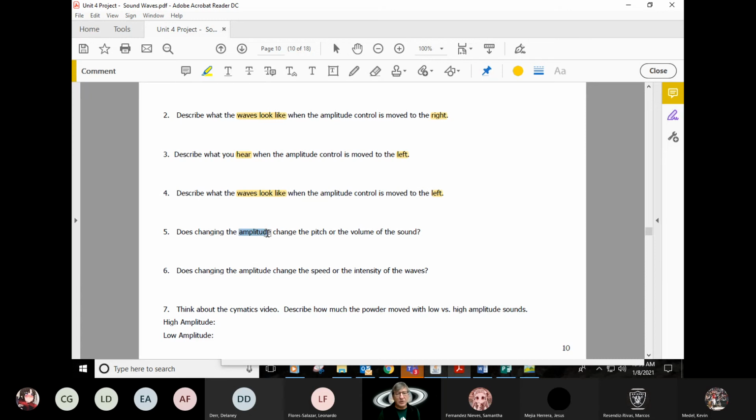So is amplitude the same as pitch or is that the same as volume? That's question 5. This would be going up and down the musical scale. This would just be getting louder and quieter. What was happening?